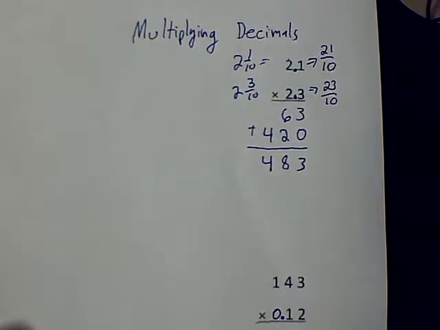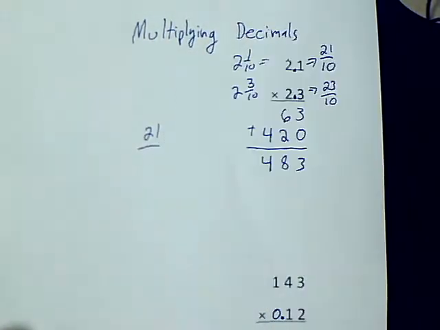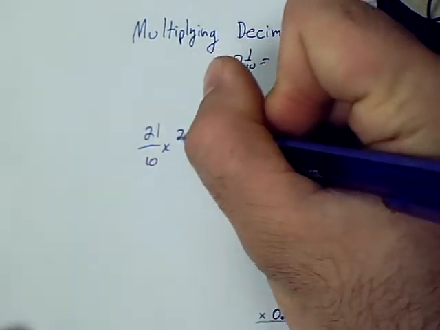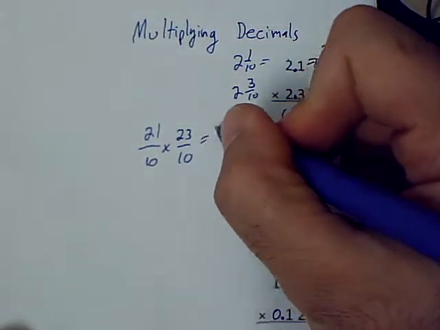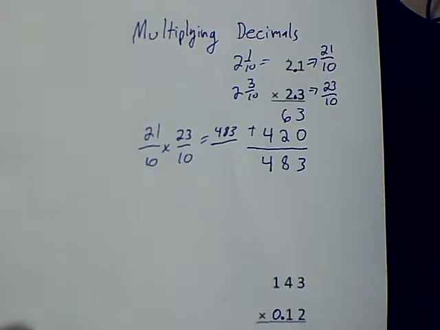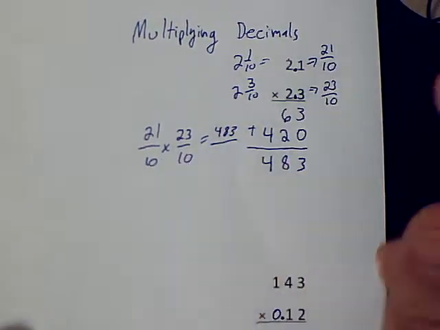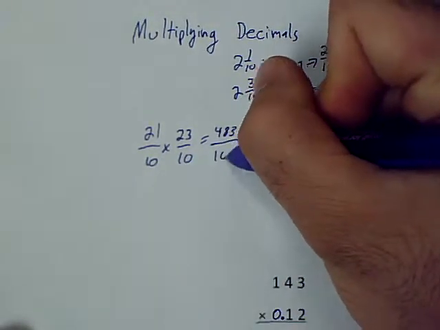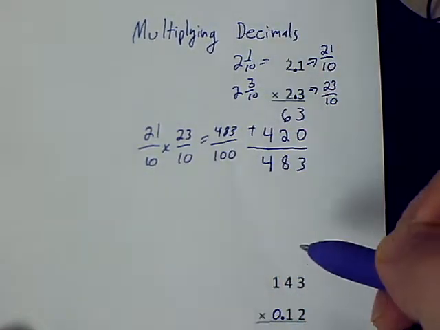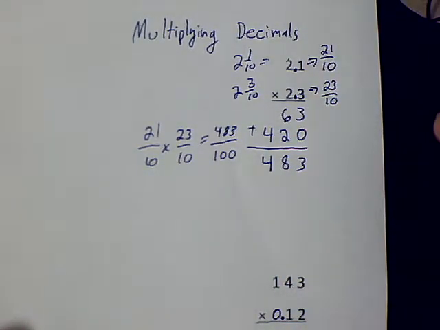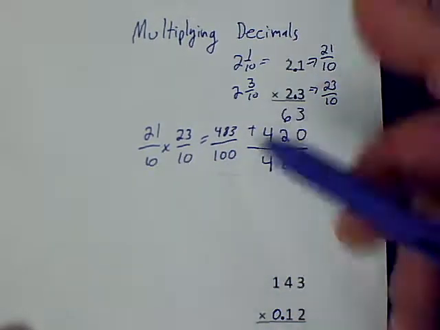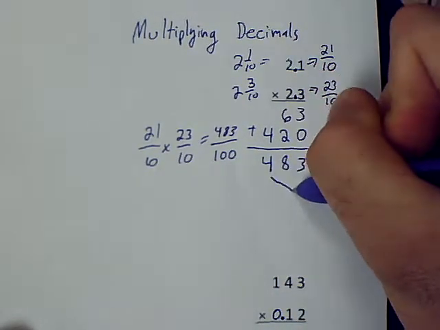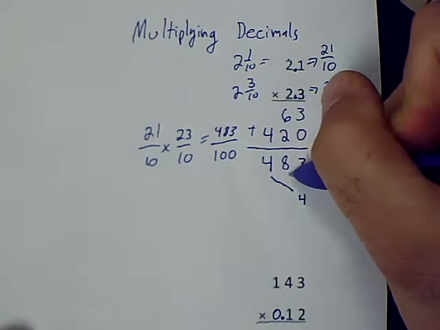Now, if I were to think about this a slightly different way, 21/10 times 23/10. I just did 21 times 23. I know that's 483. I also know that 10 times 10, by multiplying fractions, is going to be 100. So that's 483 hundredths. Now I can think about this two ways. When I divide something by 100, that makes it 2 place values smaller. So everything shifts over 2 places.